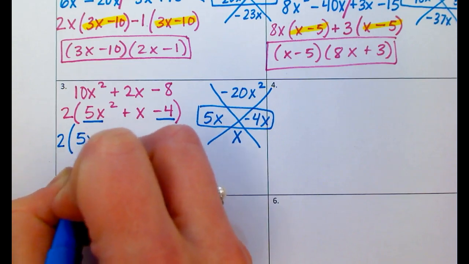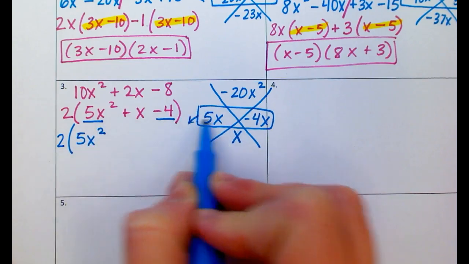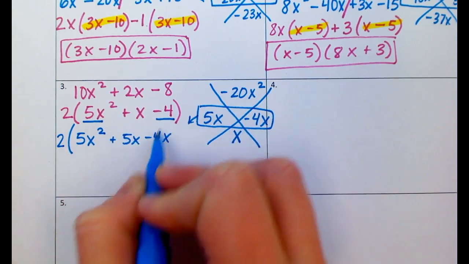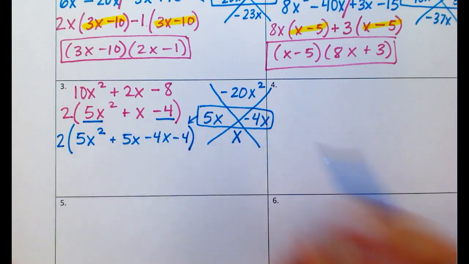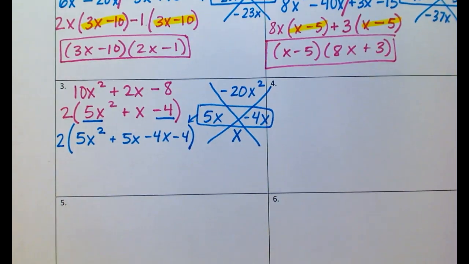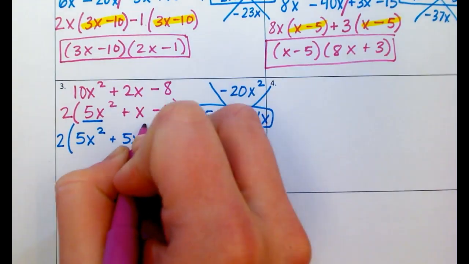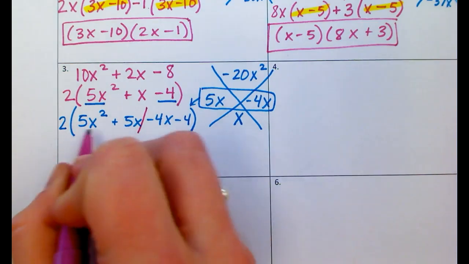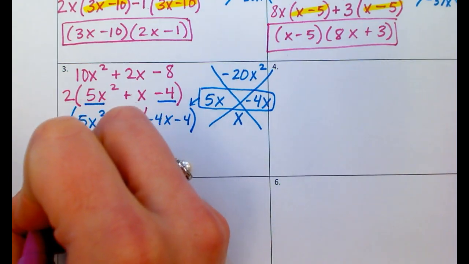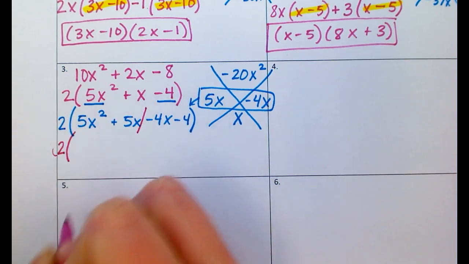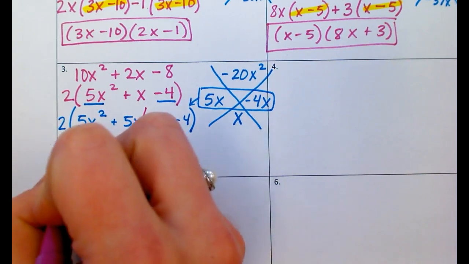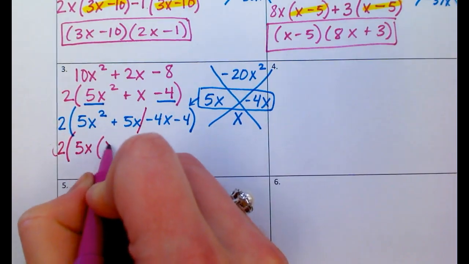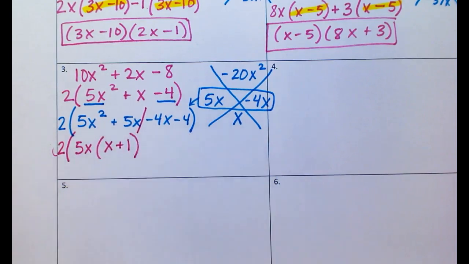Next, I'm going to rewrite 5x squared, my two terms of 5x and negative 4x, and minus 4. My next step is to factor by grouping. So I'm going to split my polynomial in half and factor out what's in common between my first terms. Still writing my GCF there so I don't forget about it. Between 5x squared and 5x, they have in common a 5 and an x, leaving behind x plus 1.